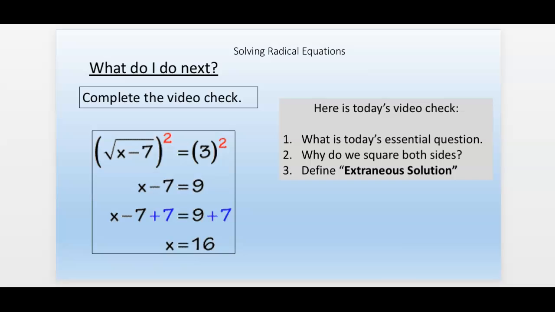All right, you need to know the essential question of the day. And why do we square both sides of the equation, one of our steps? And you're going to need to define extraneous solution.